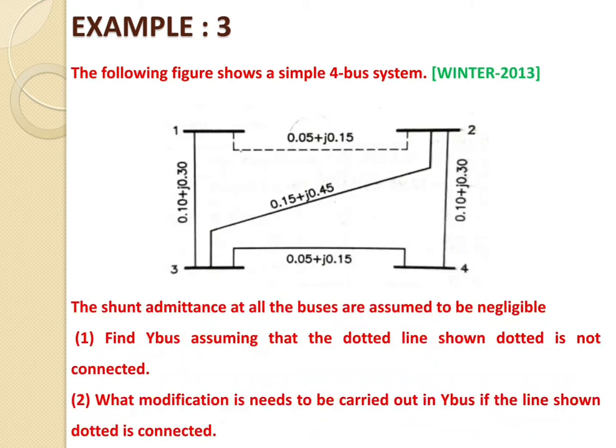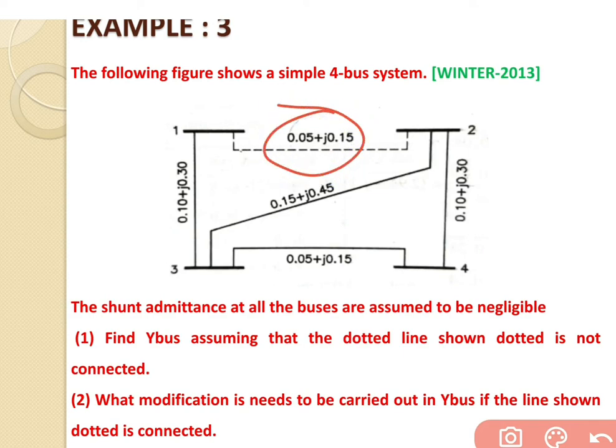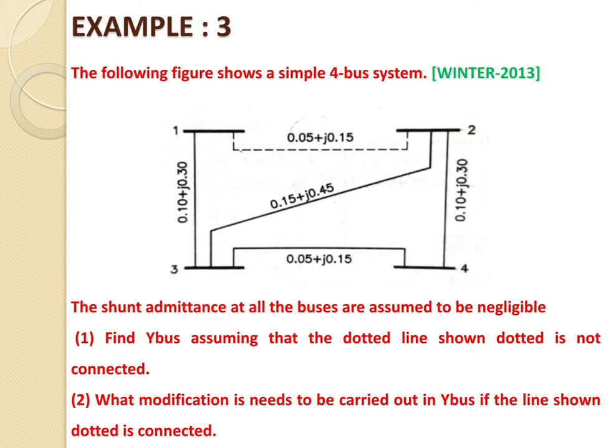Now go for case number 1. Find Ybus assuming that the line shown dotted is not connected. So inside case number 1, we have to assume that this line is not connected over here. And case number 2: what modification needs to be carried out in Ybus if the line shown dotted is connected? So for case number 2, we have to assume that this dotted line is connected from 1 to 2. At that time, what is the effect on the Ybus? That is considered as the new Ybus.